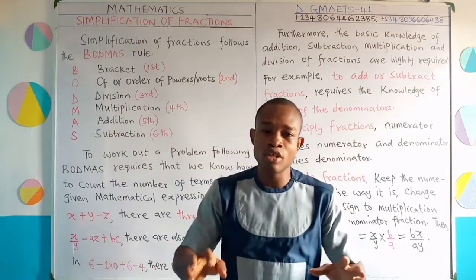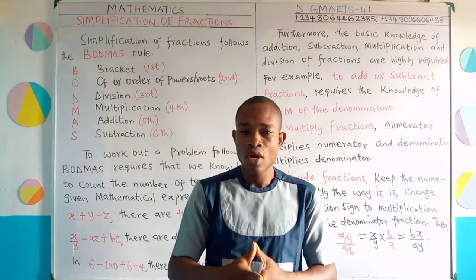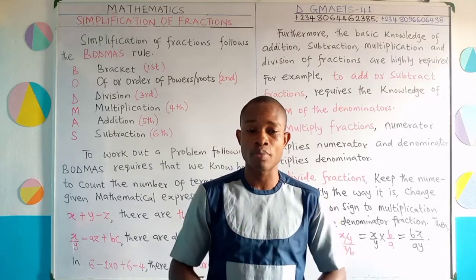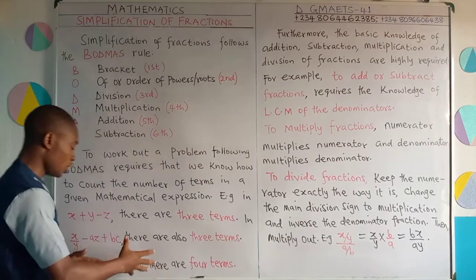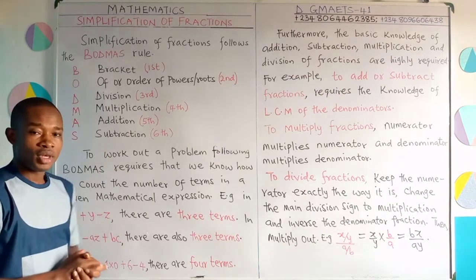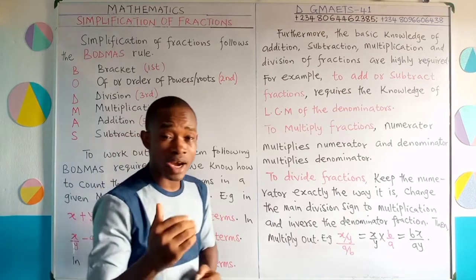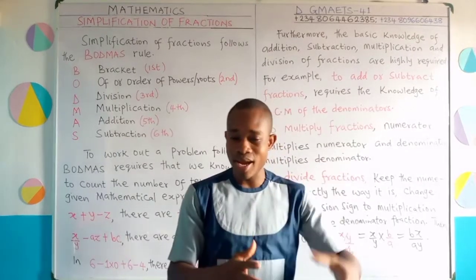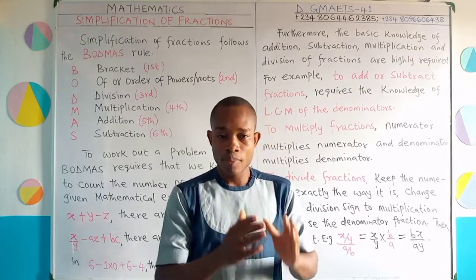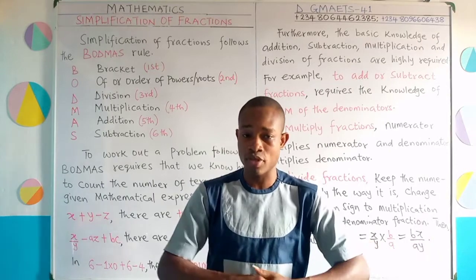Another important thing you need to know when dealing with simplification of fractions or when working with BODMAS generally is how to count your number of terms. And here I have this example here. I have x plus y minus z. How many terms do I have here? Before I tell you about this, it's important to state that what helps us to count our terms in a given expression is plus and minus. Plus and minus are the operations that help us to count the number of terms correctly.